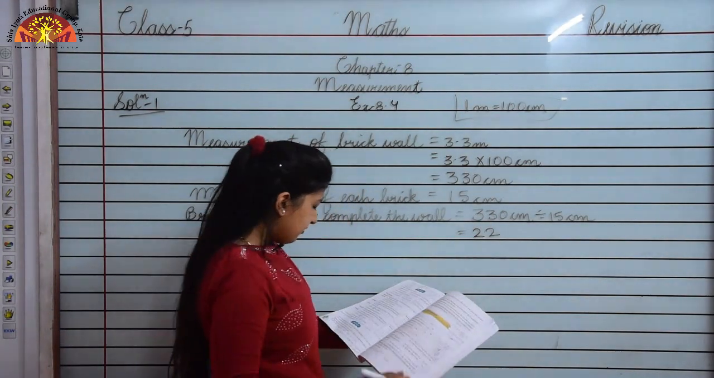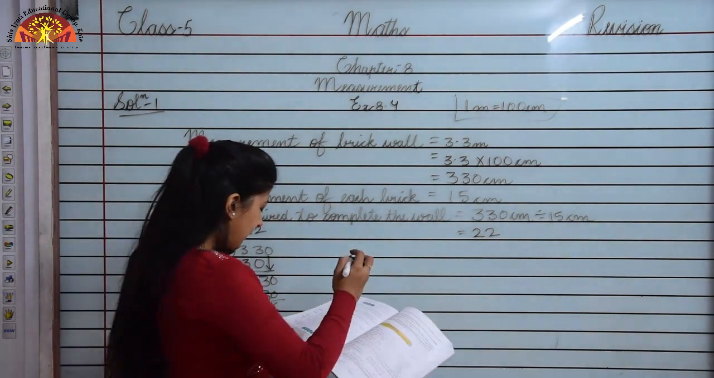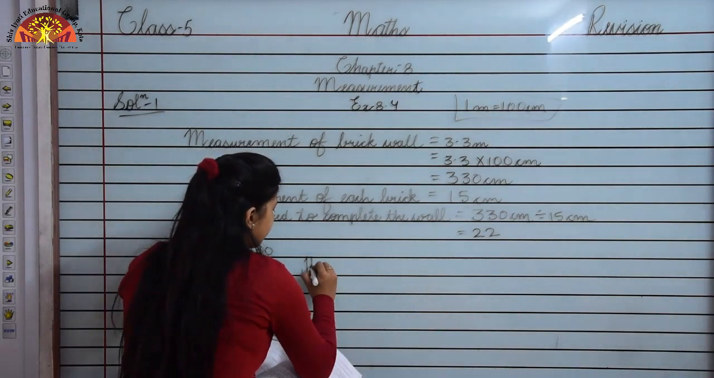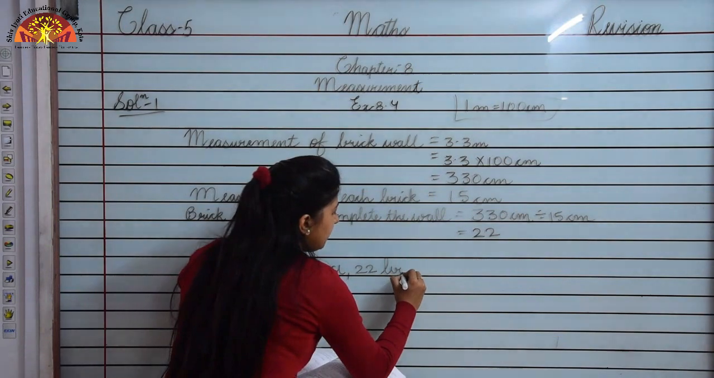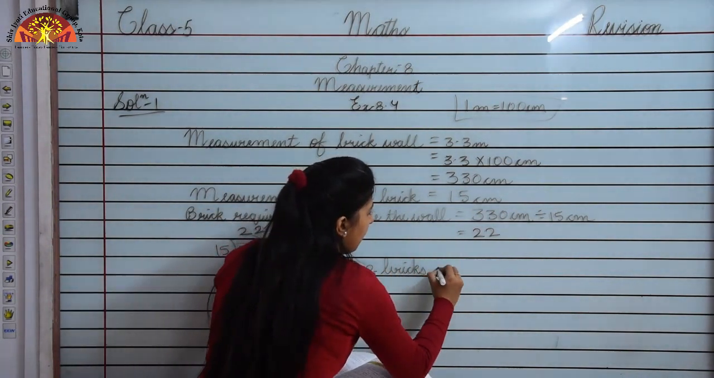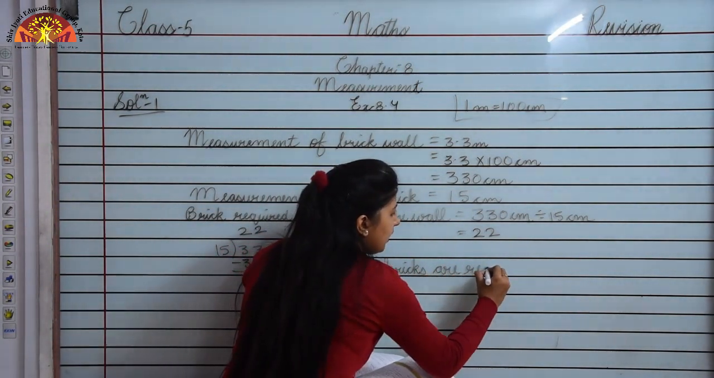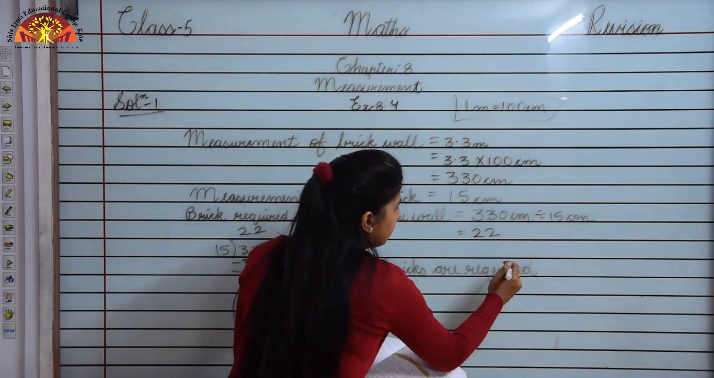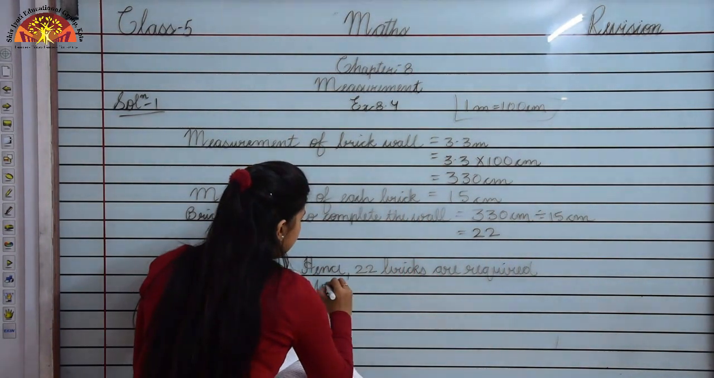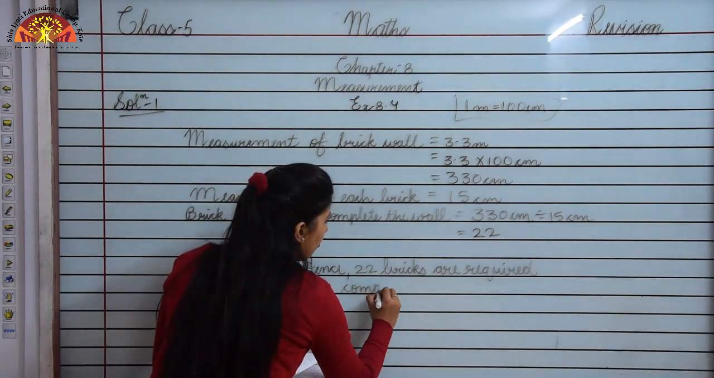So how many bricks will be required to complete the wall? Hence 22 bricks are required to complete the wall.